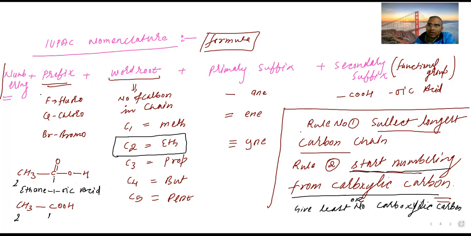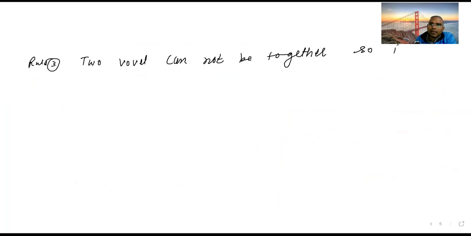Rule number 3. What is rule number 3? Two vowels cannot be together. If two vowels are coming, then what are we going to do? Delete the first one.